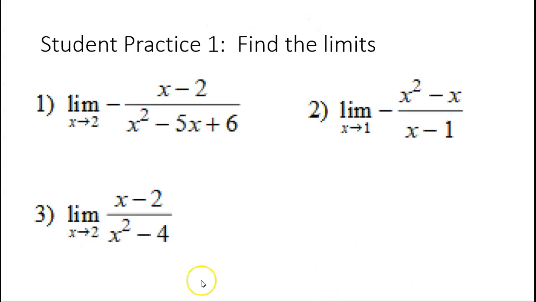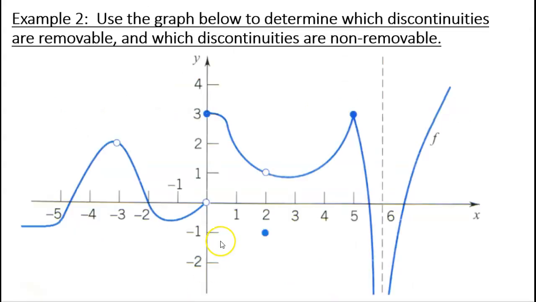All right, so let's go ahead and move on to our last topic here. So now that we've talked about what removable discontinuities are, you should be able to identify them on a graph. Now, we have a lot of discontinuities on this graph, and we want to be able to identify which ones are removable and which ones are not removable. So, for instance, let's go through first and find all the discontinuities.